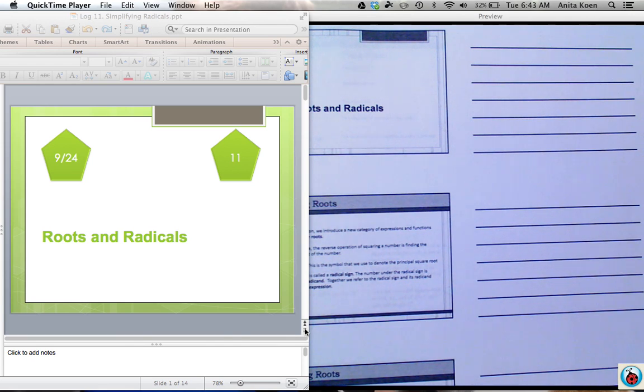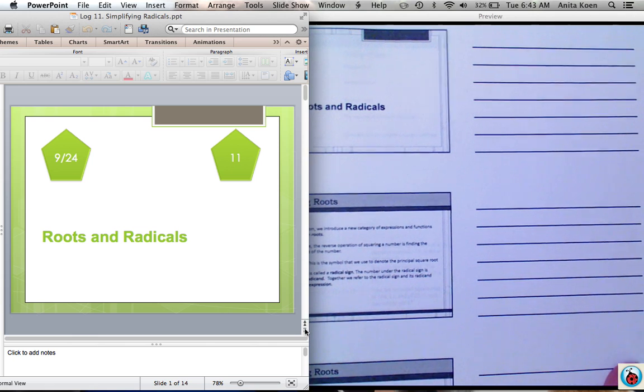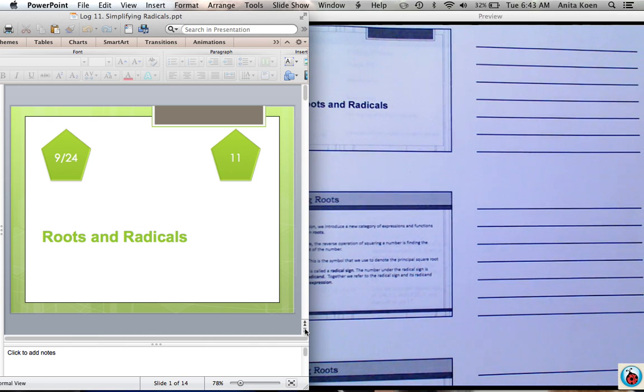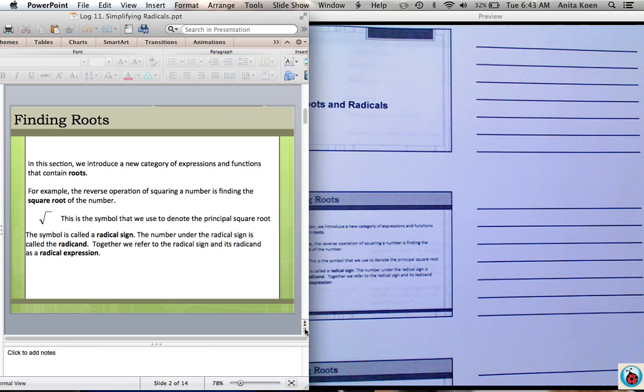Okay, today's lesson is on roots and radicals, and this should go on page 11 of your logbook. Please be sure you put it on your table of contents. Today what we're going to be talking about are roots and radicals.